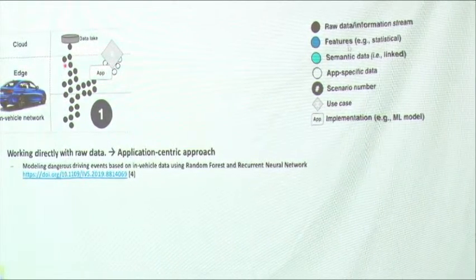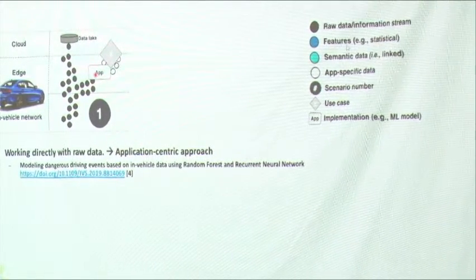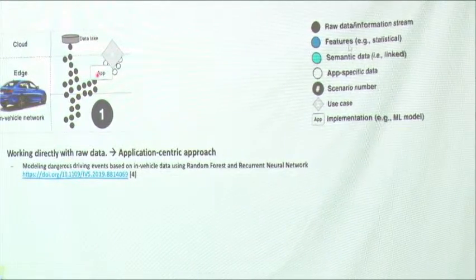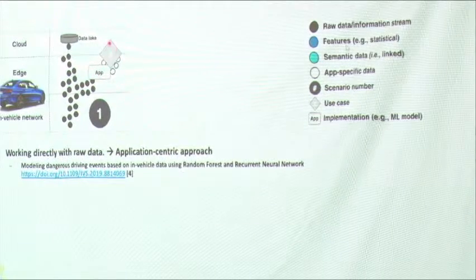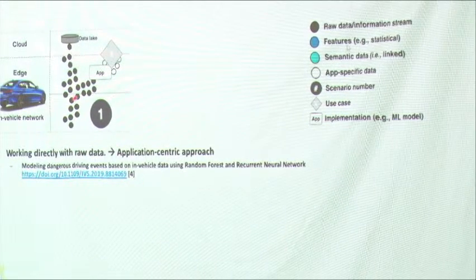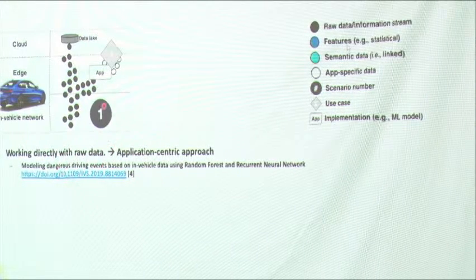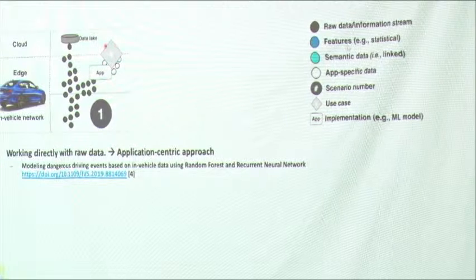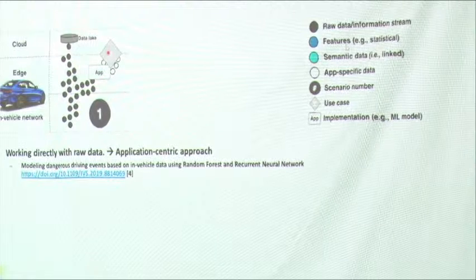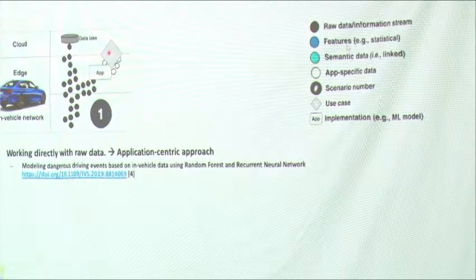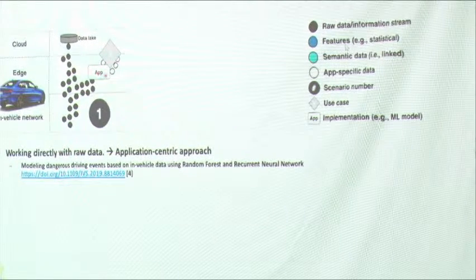What happens here is that the application logic is quite extensive, because you must handle all the structure, the data transformation, and the preparation of the data into a shape that you can use to train a model, for example. I did this experiment for modeling dangerous driving events. Although it works for the classification task, there are limitations, because the outcomes from the applications are not sent back to the actual architecture, so they are not being reused. And the application logic is quite extensive, which causes a lot of repetition.